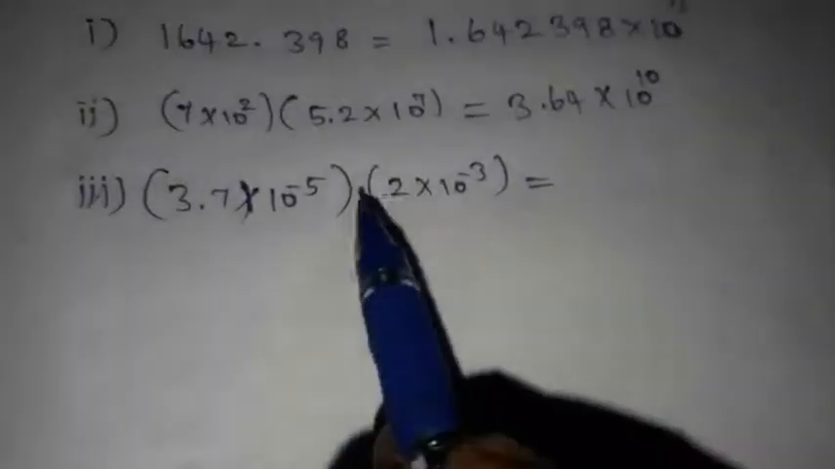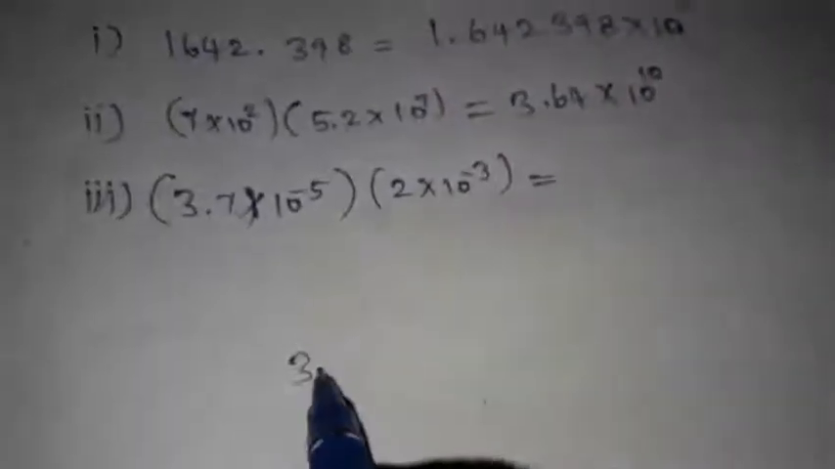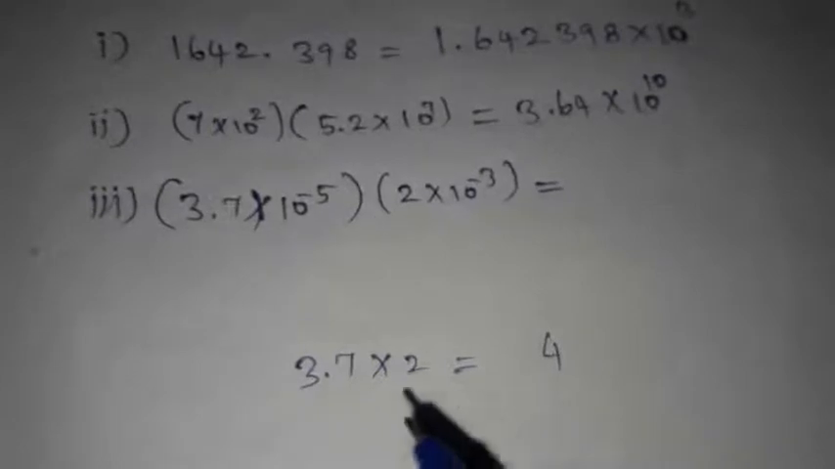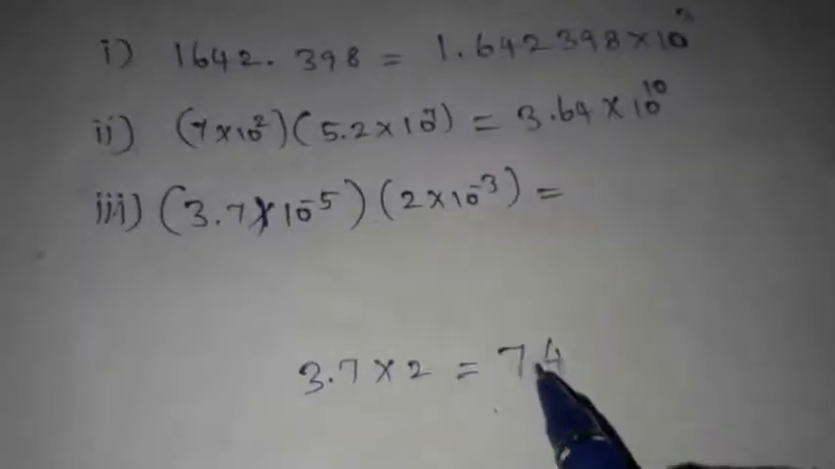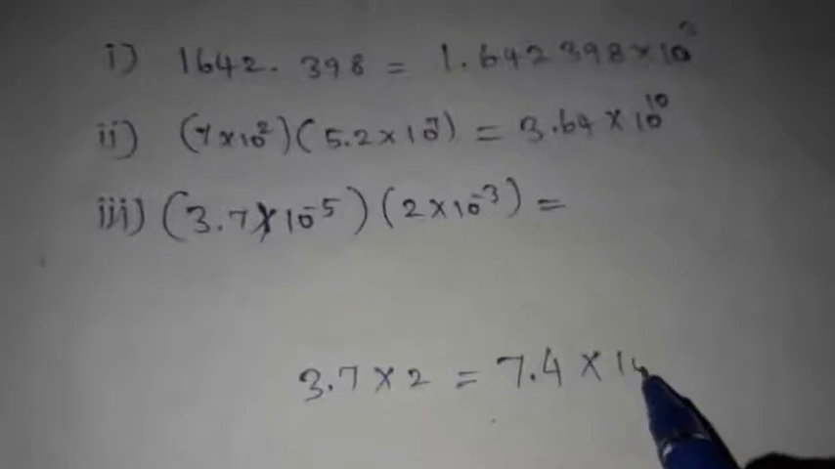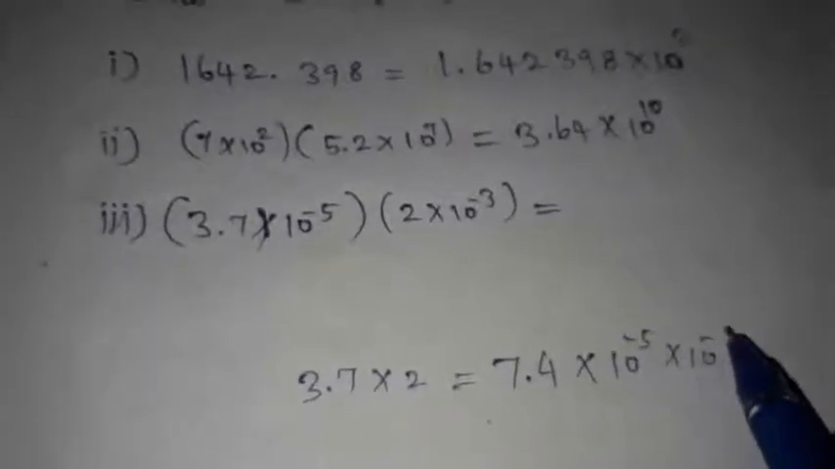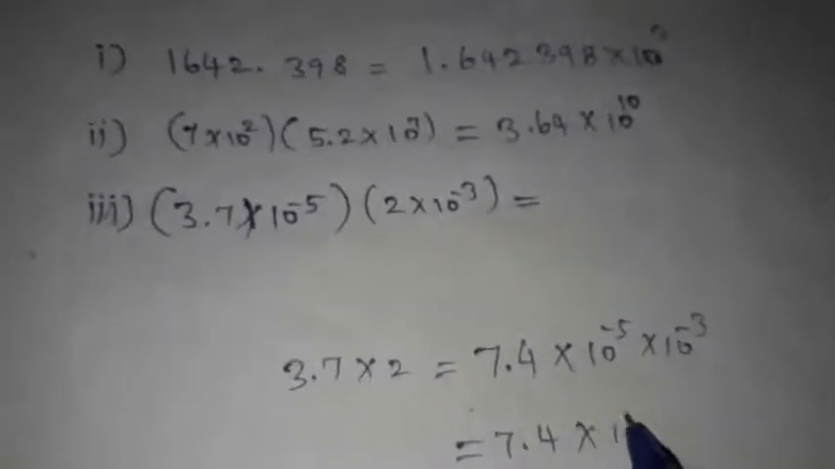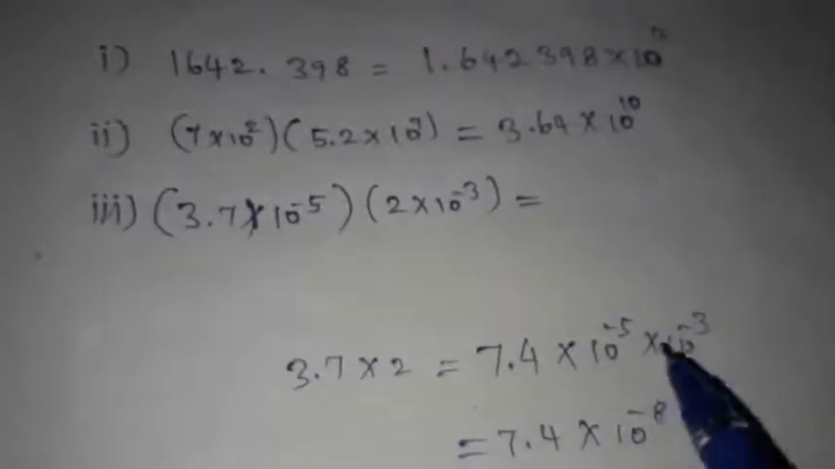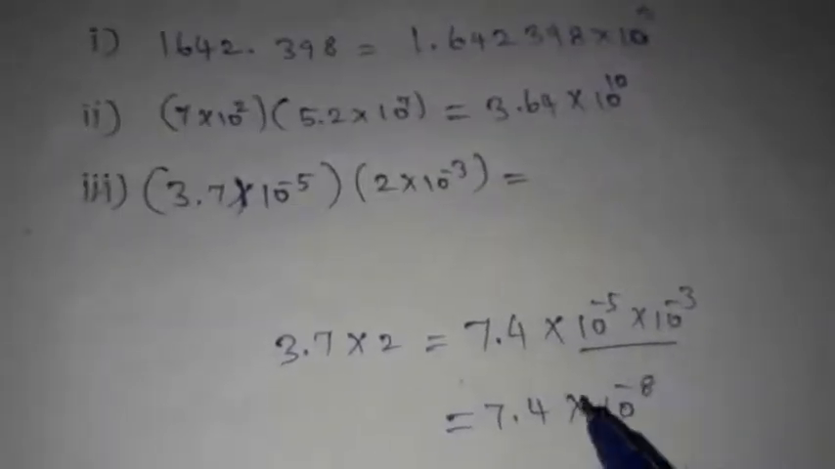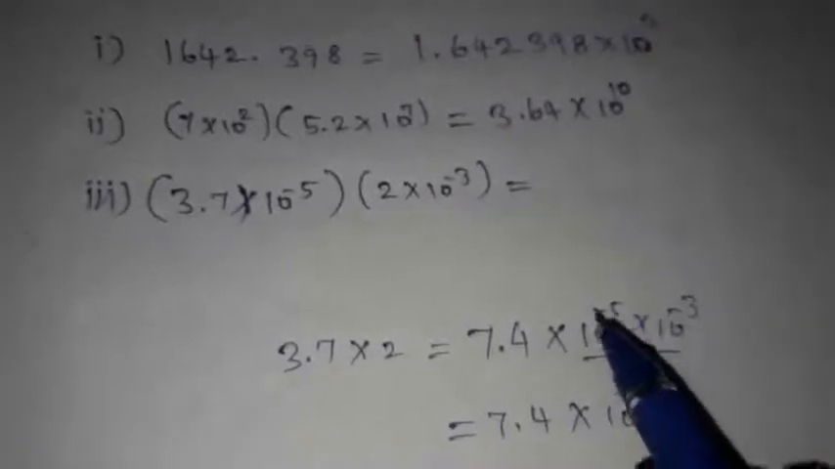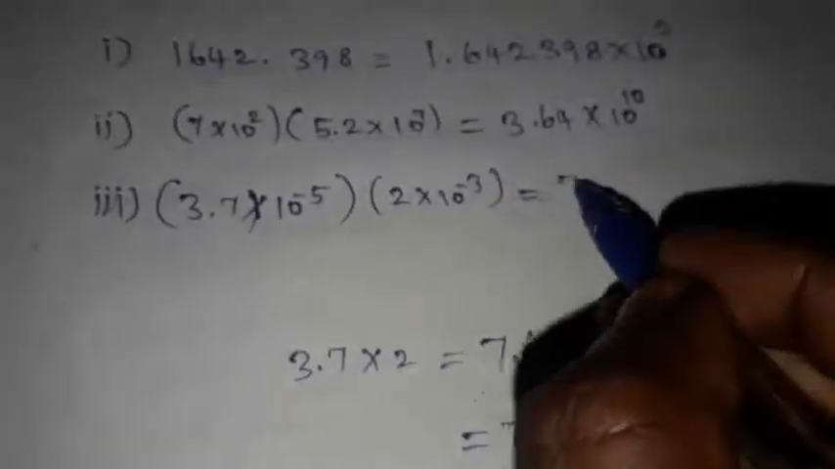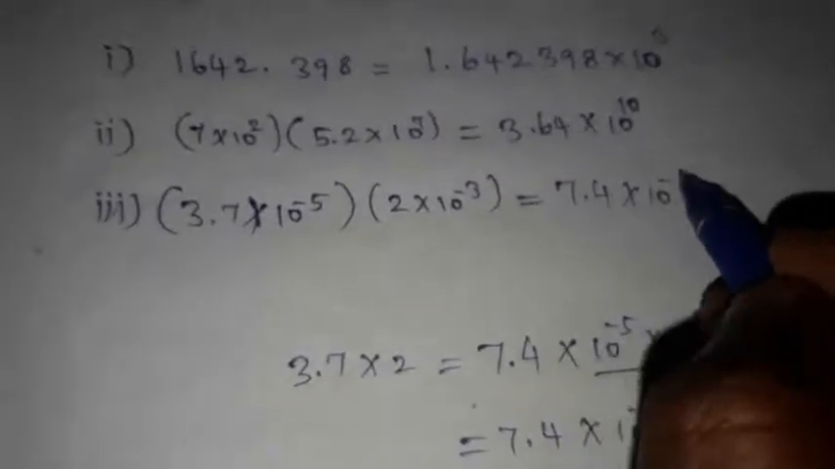The same we have to use for the last sum. 3.7 into 2 equal to 7 to 14, remaining 1. 3 2s are 6, 6 plus 1 equal to 7. 7.4 into 10 power minus 5 into 10 power minus 3. It can be written as 7.4 into 10 power minus 8 because of the product law. Because of the product law, the bases are equal. So we have to add the powers. It will become 10 power minus 8. So the answer is 7.4 into 10 power minus 8.